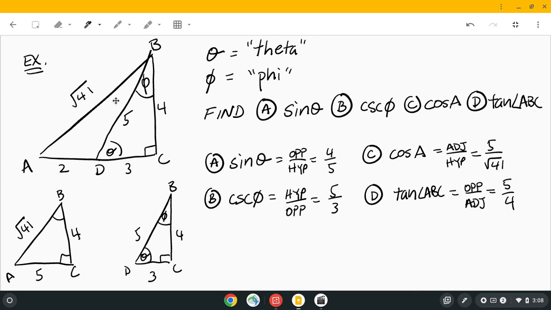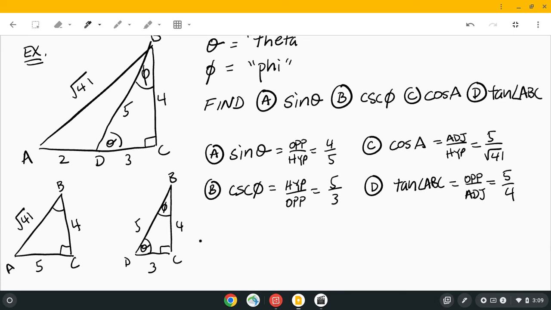So again, if you get a more complicated looking drawing like this one, don't retreat. It's not as tricky as it seems. Just break it up into two drawings, one with the big right triangle and one with the smaller right triangle.